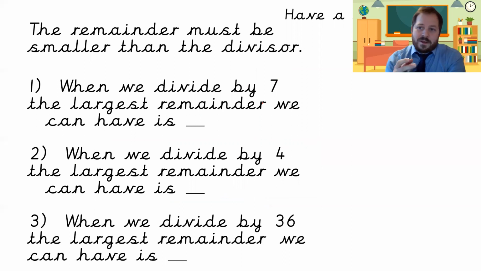So actually this is easier than it seems, because all you have to do is think of the biggest number you can fit, which doesn't quite get to whatever the divisor is. So if you're dividing by 7, the largest whole number that's smaller than 7 is 6. The largest whole number smaller than 4 is 3. And the largest whole number that's smaller than 36 is 35. So when you're dividing by these, that's the largest your remainder can ever possibly be. If it is bigger than that, then you can make a whole other group and start your remainders again.